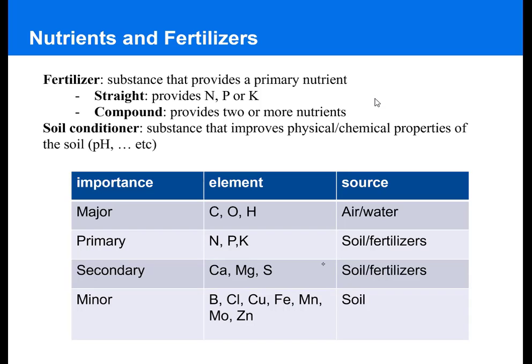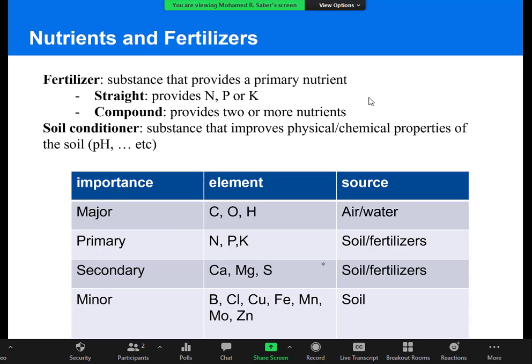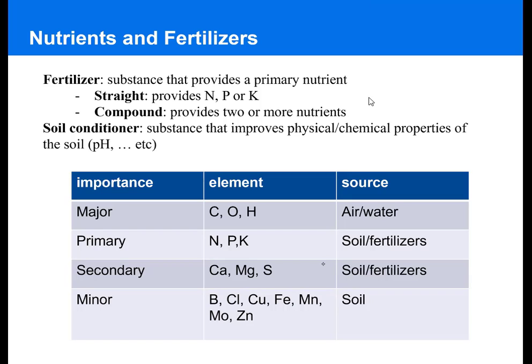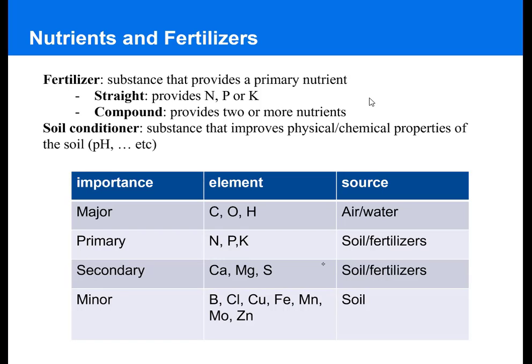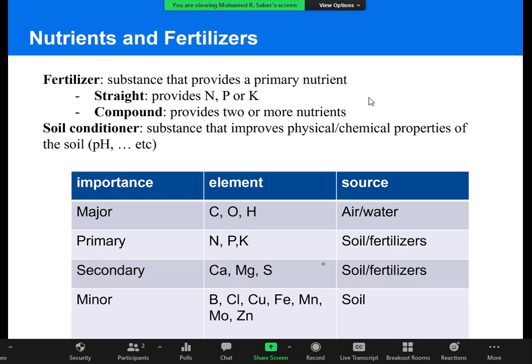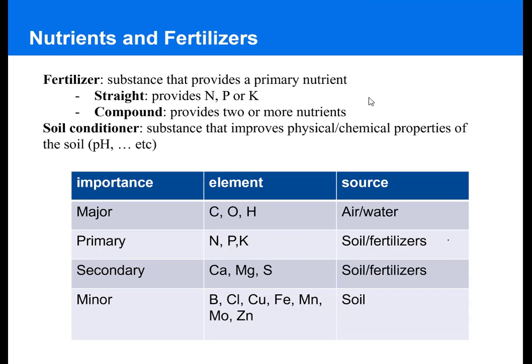The nutrients of interest include major elements like carbon, oxygen, hydrogen that are typically provided through air, water, and primary nutrients including nitrogen, phosphorus, and potassium, and secondary nutrients including calcium, magnesium, and sulfur, and finally minor nutrients including a bunch of other elements that are mainly provided through soil. The purpose of fertilizers is mainly providing the primary nutrients and the secondary nutrients.